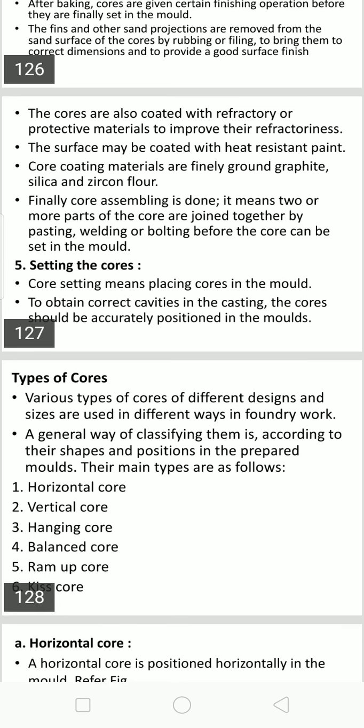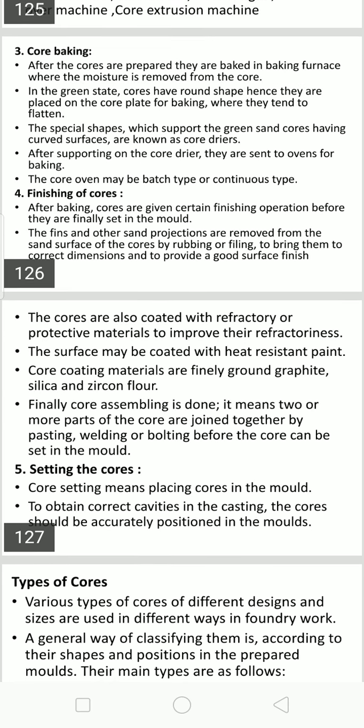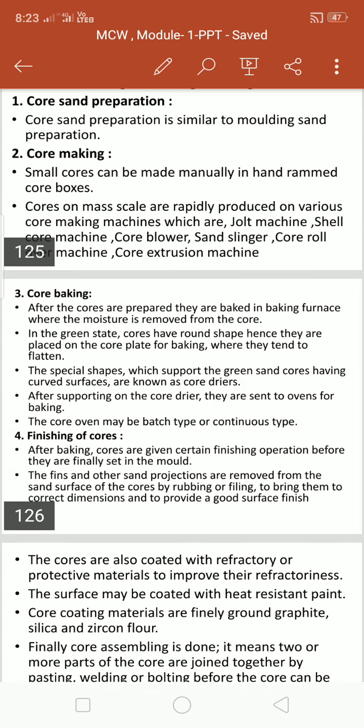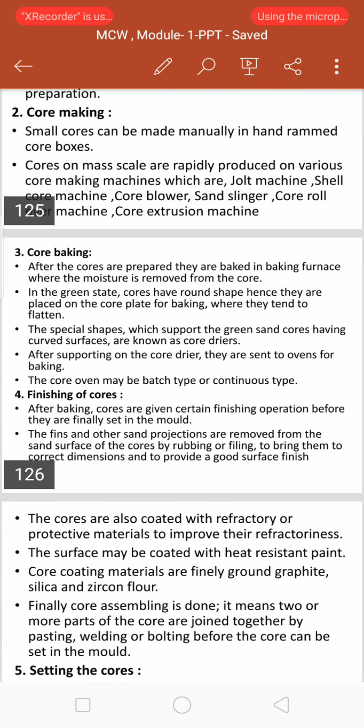So this is very important. Without core venting you cannot escape the gases produced during solidification, because the core is completely surrounded by molten metal. These gases should go out from the mold. So vent wires, or nylon thread, or sometimes scratches, are all made along with the cores.